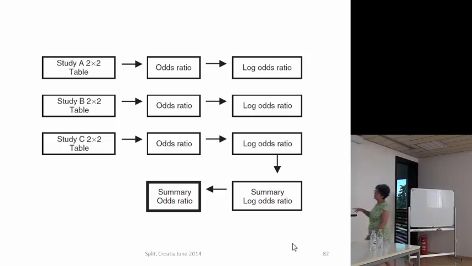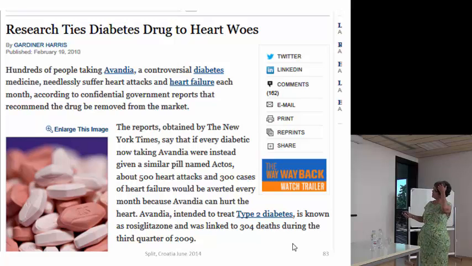So you're going to have a choice. If you actually have the data in 2x2 form, you're going to have the choice of whether you want to calculate the risk ratio, the risk difference, or the odds ratio. And I want to show you an example again of why this matters.